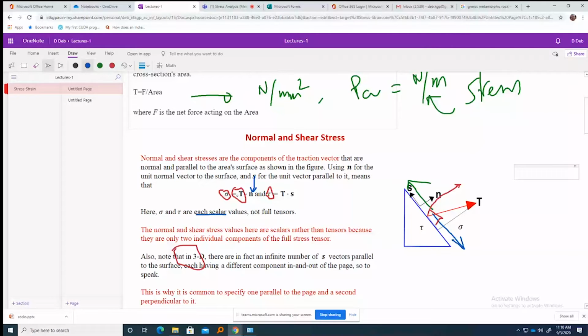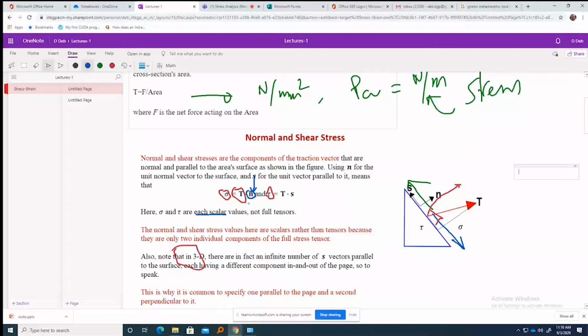Because of this, you see, this plane is controlling this value. And that's why it is basically not just a scalar quantity. It's related to the plane. And that's why it is called a tensor quantity. Okay.